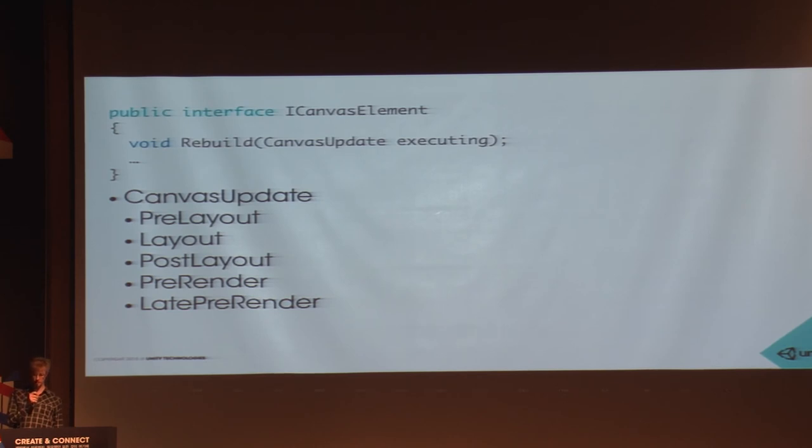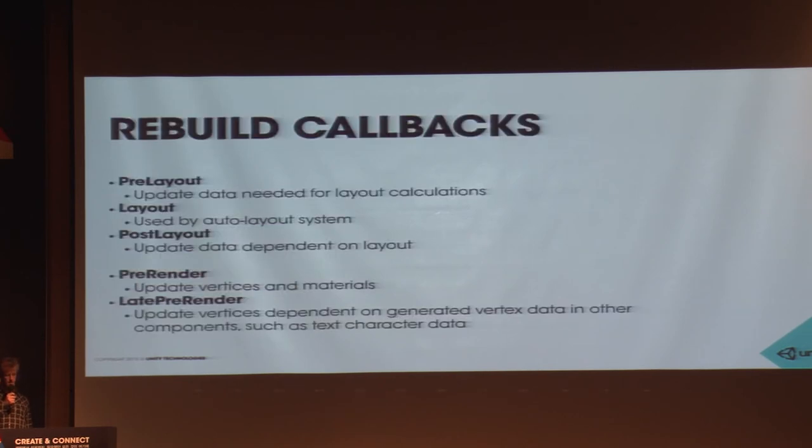For layout, there's PreLayout, Layout, and PostLayout values. And for graphics, there's PreRender and LatePreRender. PreLayout is used if you need some calculations to happen before the auto-layout system is run. And the Layout event is mostly used by the auto layout system itself. While the PostLayout event, you can use if you have calculations that rely on the layout already having been calculated so that all the RectTransforms have the correct values.